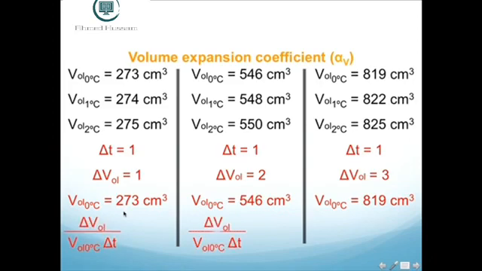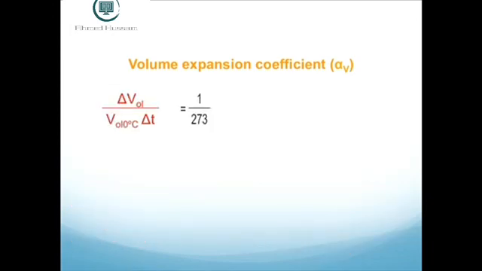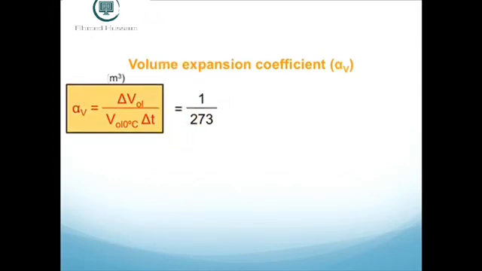Therefore, delta volume over volume at 0, which is the initial volume, over delta T, in the first case is 1 over 273. The second one is 2 over 546. The third one is 3 over 819. This means that the volume expansion coefficient, alpha V, which is the ratio between the delta volume for every change in temperature with respect to the volume at 0, is 1 over 273. This is a constant value. The delta volume in meter cube over the volume in meter cube. Therefore, alpha V equals 1 over Kelvin or 1 over degree.